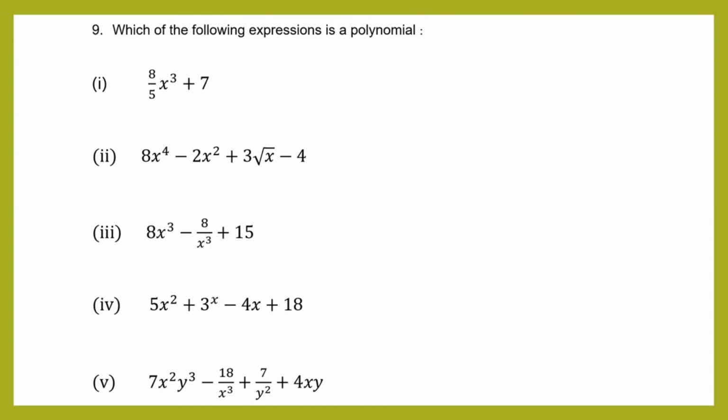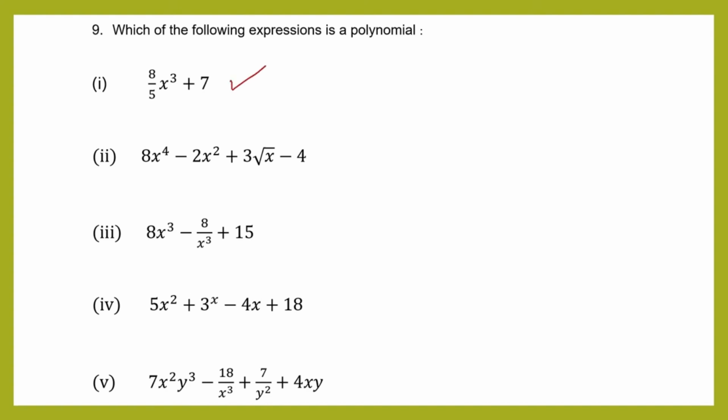Which of the following expressions is a polynomial? Now you need to be careful here to find out which is a polynomial. You have to look at the powers. The power of every polynomial should be a whole number. Okay, so you have variables and like here we have x to the power of 3, and 3 is a whole number. So this is a polynomial.